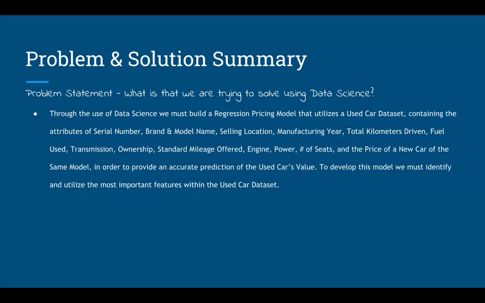So now I will move on to our problem and solution summary. Through the use of data science, we must build a regression pricing model that utilizes a used car dataset containing the attributes of serial number, brand and model name, selling location, manufacturing year, total kilometers driven, fuel used, transmission, ownership, standard mileage offered, engine, power, number of seats, and the price of a new car of the same model in order to provide an accurate prediction of the used car's value. And to develop this model, we must identify and utilize the most important features within the used car dataset.